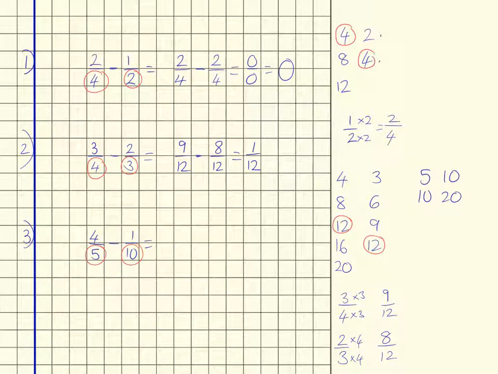10, 20. So already it's my 10ths, which means that my 1/10 can stay as it is. So my 4/5 needs to be turned into 10ths, so I've got 1, 2, so I'm going to times that by 2 and times that by 2, which gives me 8/10. So I've now got 8/10 subtract 1/10, which of course gives me 7/10, and we can't simplify that because 7 is a prime number.